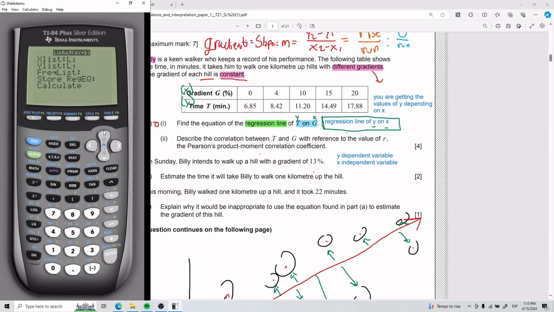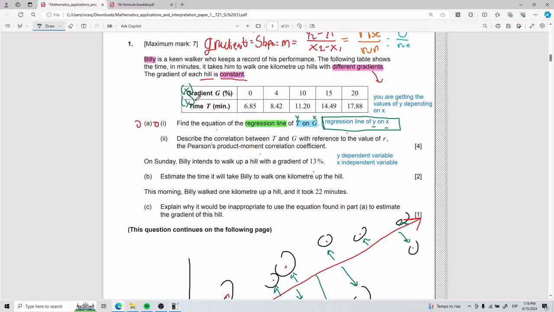It's important to think about it this way so that you remember what you have to do. You press calc, you reach line reg, and you see that it asks for lists. So now you go back to stats, go to edit, and edit those lists. You're going to erase both, and now you put the corresponding ones here. I said that X was gradient and Y was time, so X is going to be L1 and Y is going to be L2.